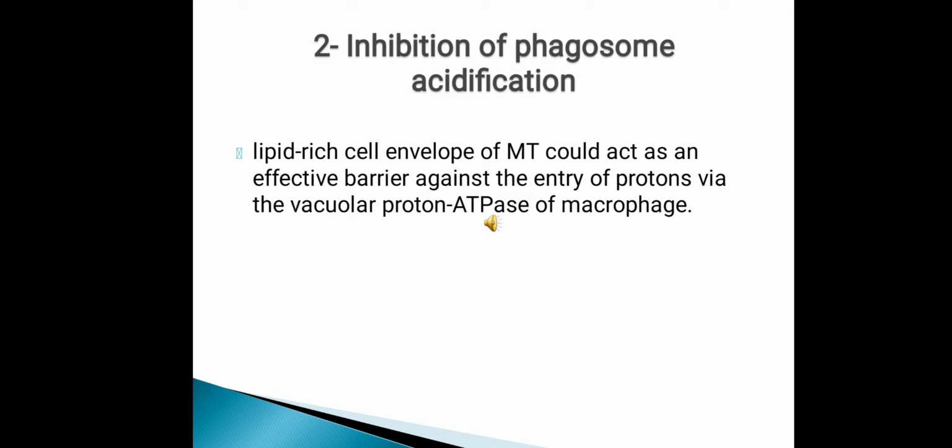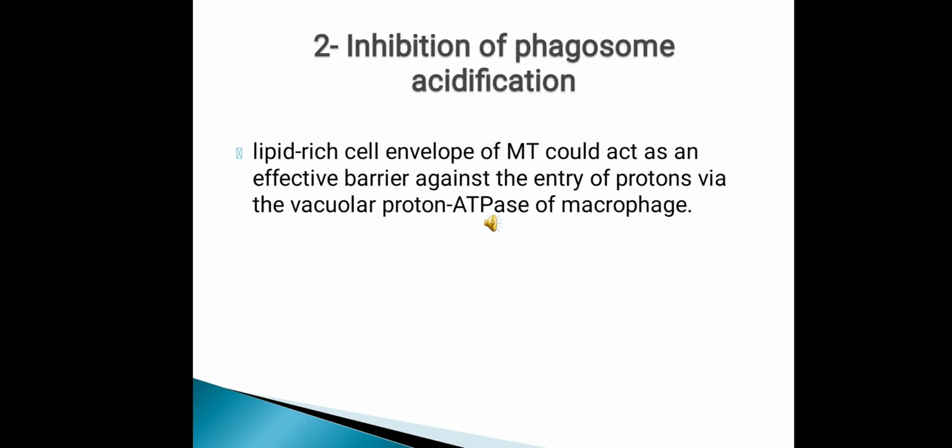The second mechanism for protection of Mycobacterium tuberculosis from the action of immune cells is inhibition of phagosome acidification. Phagosome acidification is a very effective process when the macrophage or any phagocyte can engulf foreign materials. The environment within these cells becomes acidic by the action of hydrogen ions. So the Mycobacterium has a protective process.